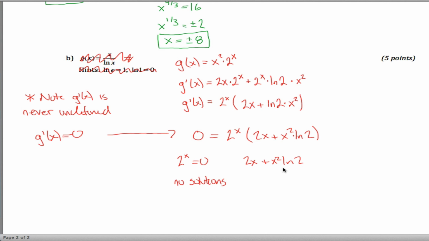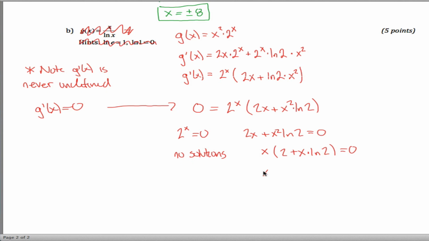This one, however, does have solutions. Let's figure out these solutions. I'm going to factor out an x from both terms and get x times 2 plus x times the natural log of 2. So I got something times something equals 0. That happens if x equals 0, if this first thing equals 0, or if 2 plus x times the natural log of 2 equals 0, the second thing equals 0.